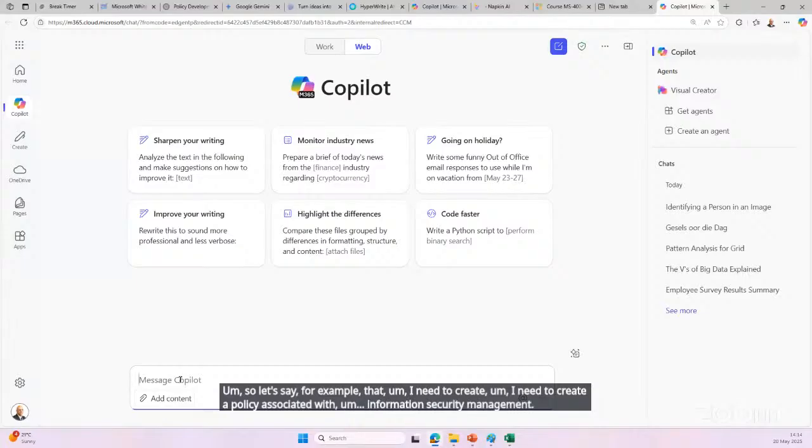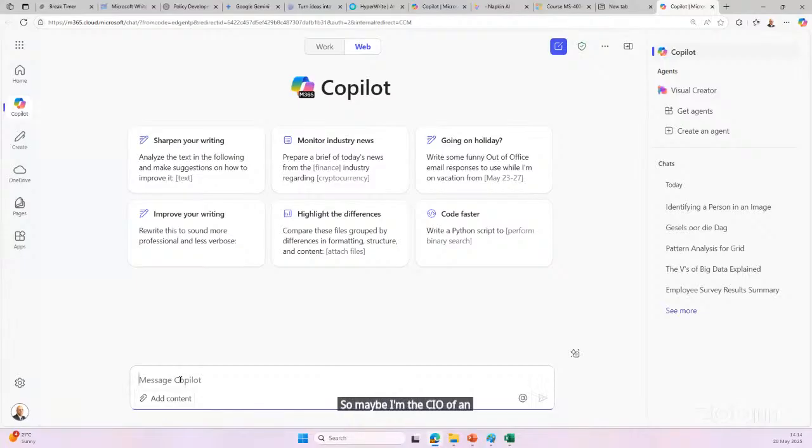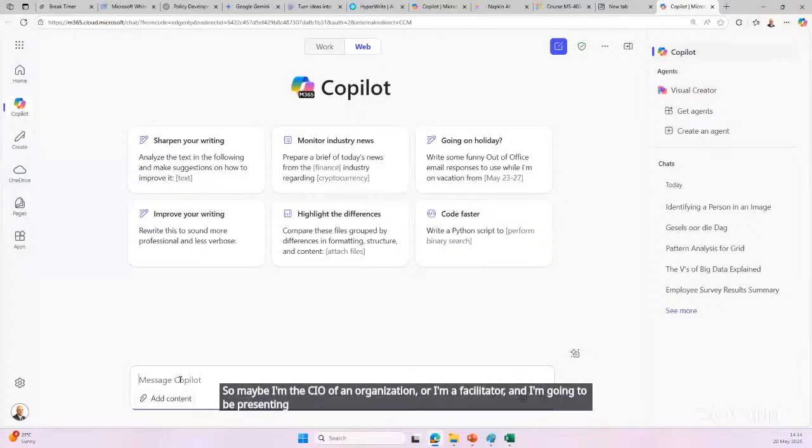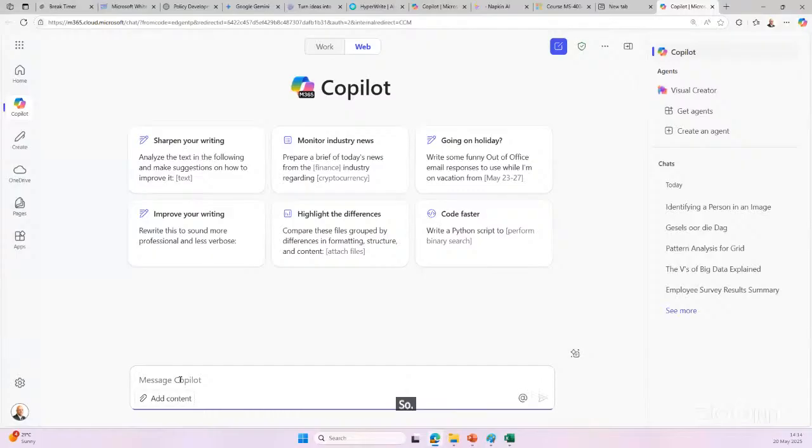So maybe I'm the CIO of an organization, or I'm a facilitator, and I'm going to be presenting to a collection of CIOs about, what should we call it? Security policies or network security policies. So what I could do is I could say something like this. I am.